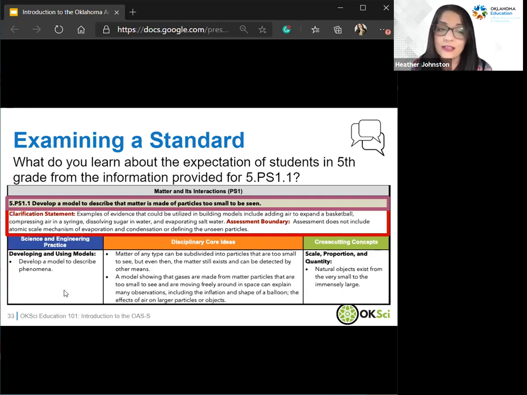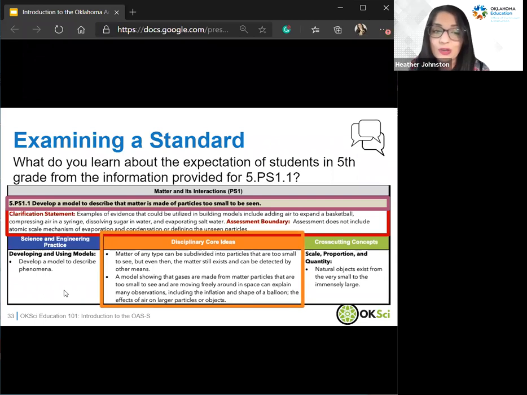And then because this could become a very complicated idea and we could easily move into atoms, because those are things that we cannot see, you can look at the assessment boundary and identify that our students in 5th grade do not have to know about atomic scale. So they don't actually have to know that there are things called atoms. You could go as small as there are air particles that we cannot see, right? They'll learn about atoms in middle school and even more so in high school. And so those are things that you don't have to feel like you're required to do in 5th grade.